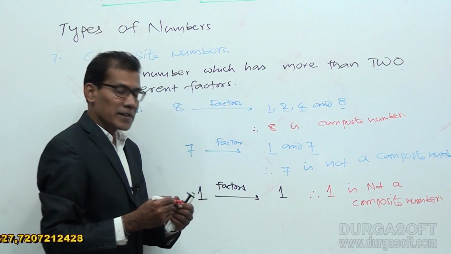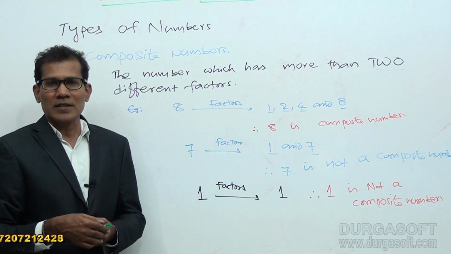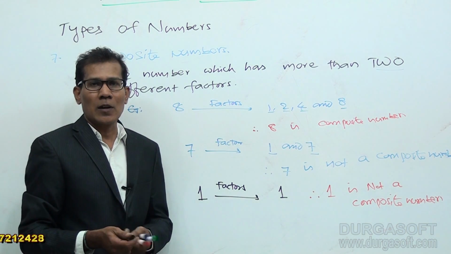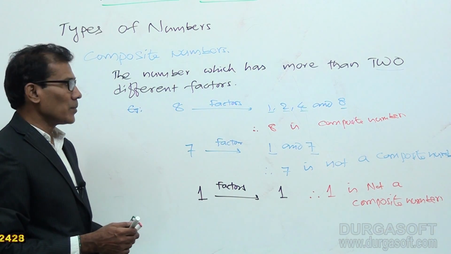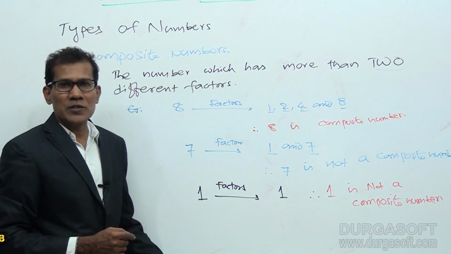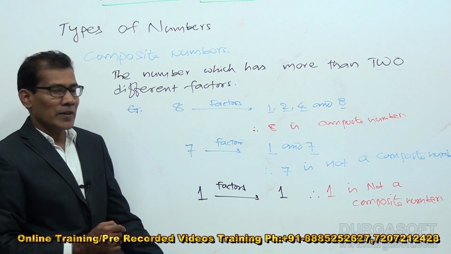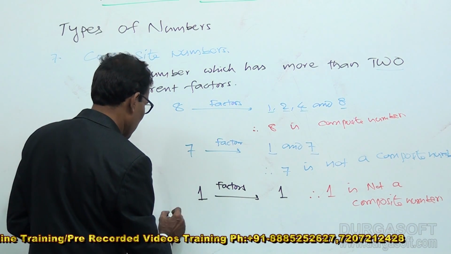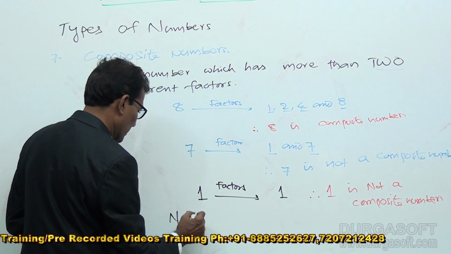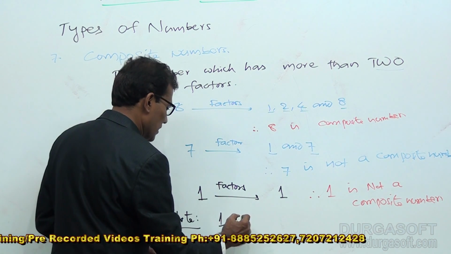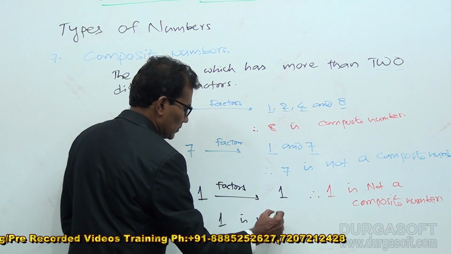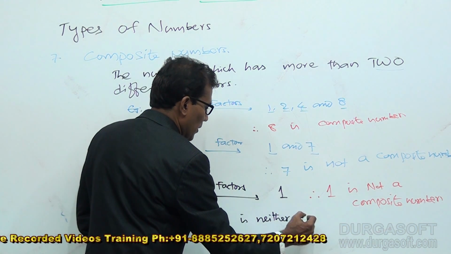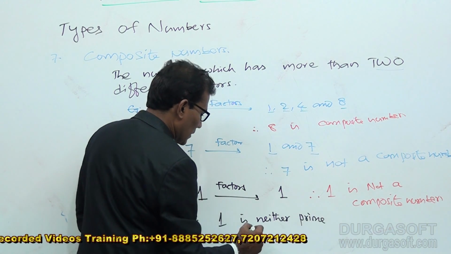So from this it's very clear 1 is neither a prime number nor a composite number. This is very important. Many of us have confusion: what about the 1? 1 is neither prime nor composite. So your result is: 1 is neither prime nor composite.